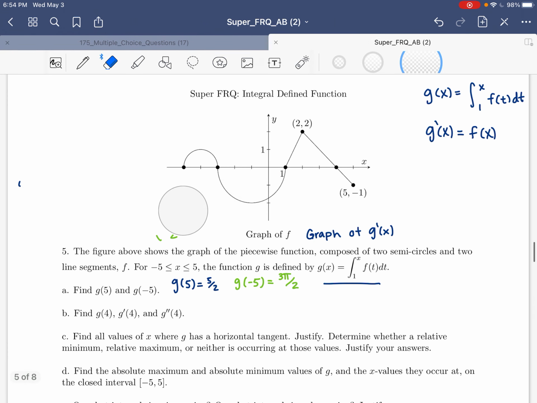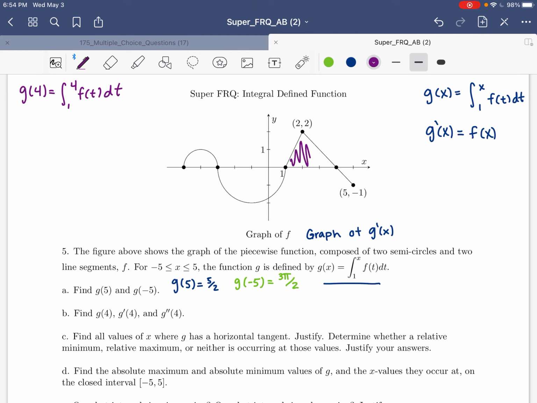All right, next I need g of 4, so that's going to be very similar. G of 4 is going to equal from 1 to 4 f of t dt. So that's just the area under the curve from 1 to 4, which is that triangle. We've already kind of done that. It was a triangle with a base of 3, height of 2, divided by 2, which just equals 3.